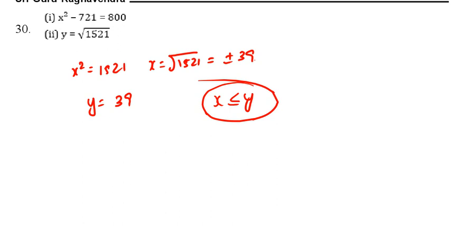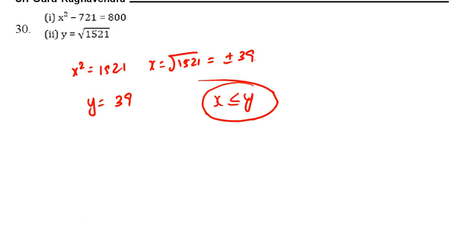X square minus 17x plus 66 is equal to 0. Y square minus 31y plus 168 is equal to 0. Now see here. In this we are going to get minus 11 minus 6. In this we are going to get minus 24 minus 7. Then x is equal to 11 comma 6. Y is equal to 24 comma 7.